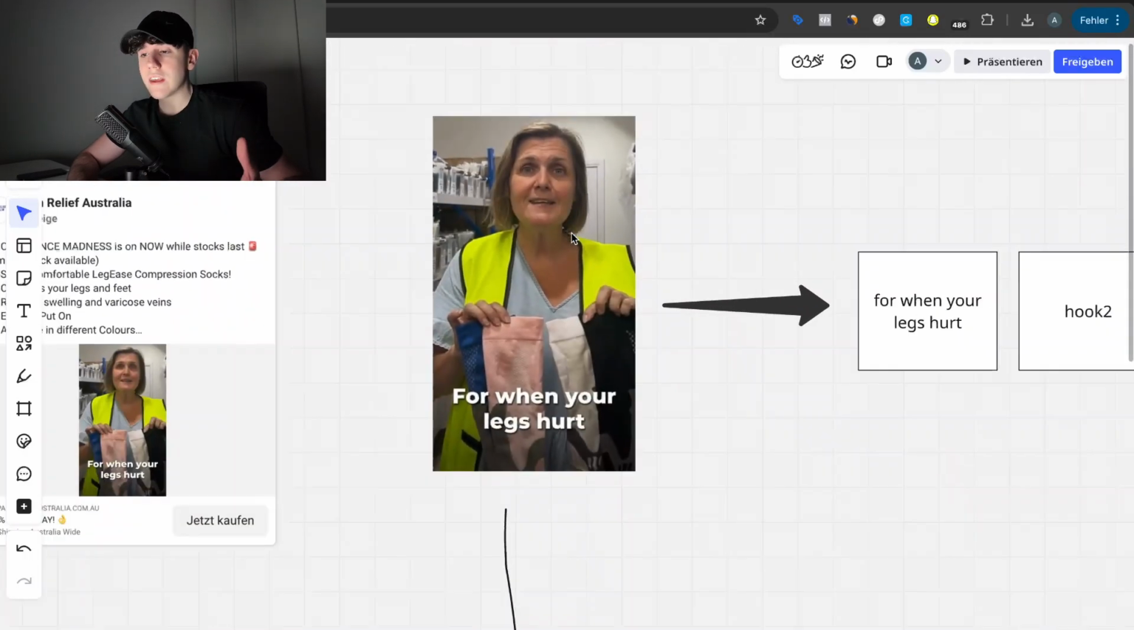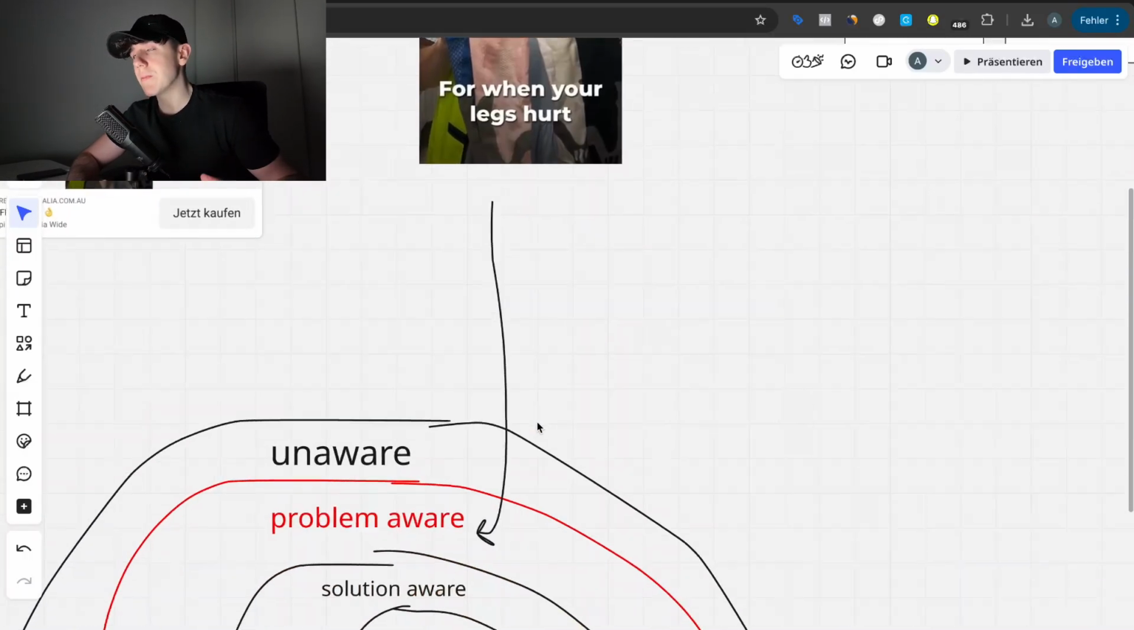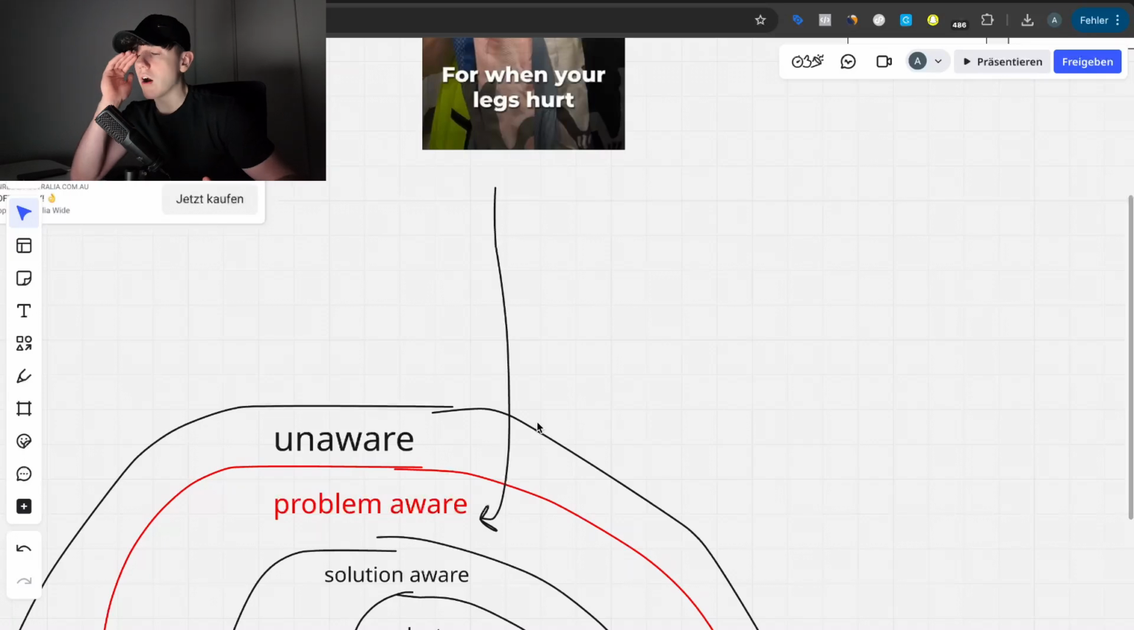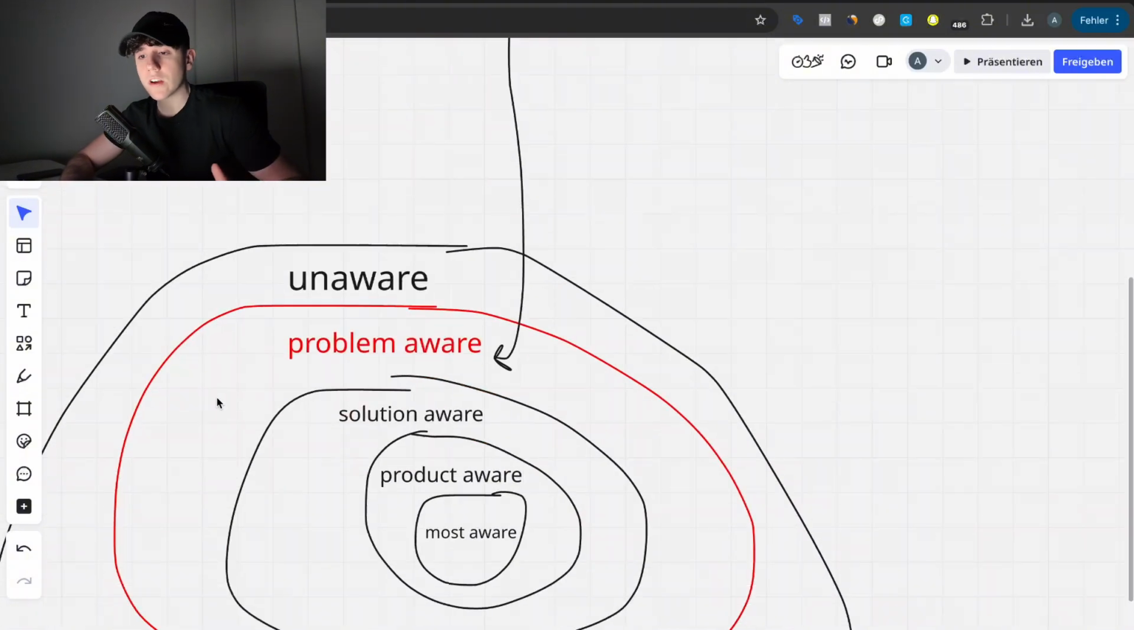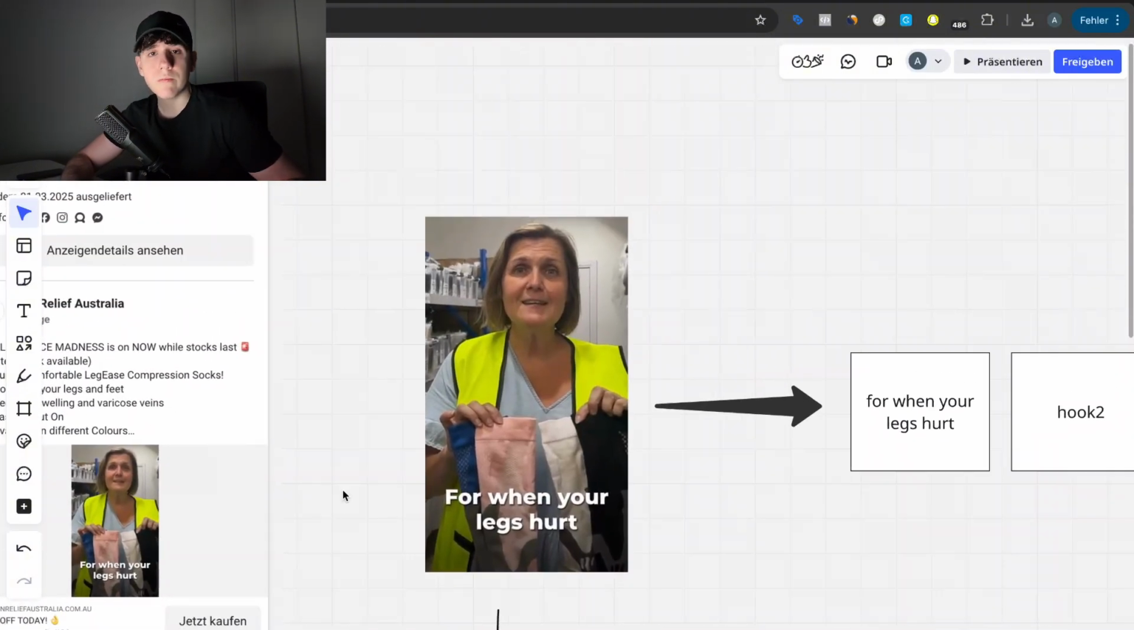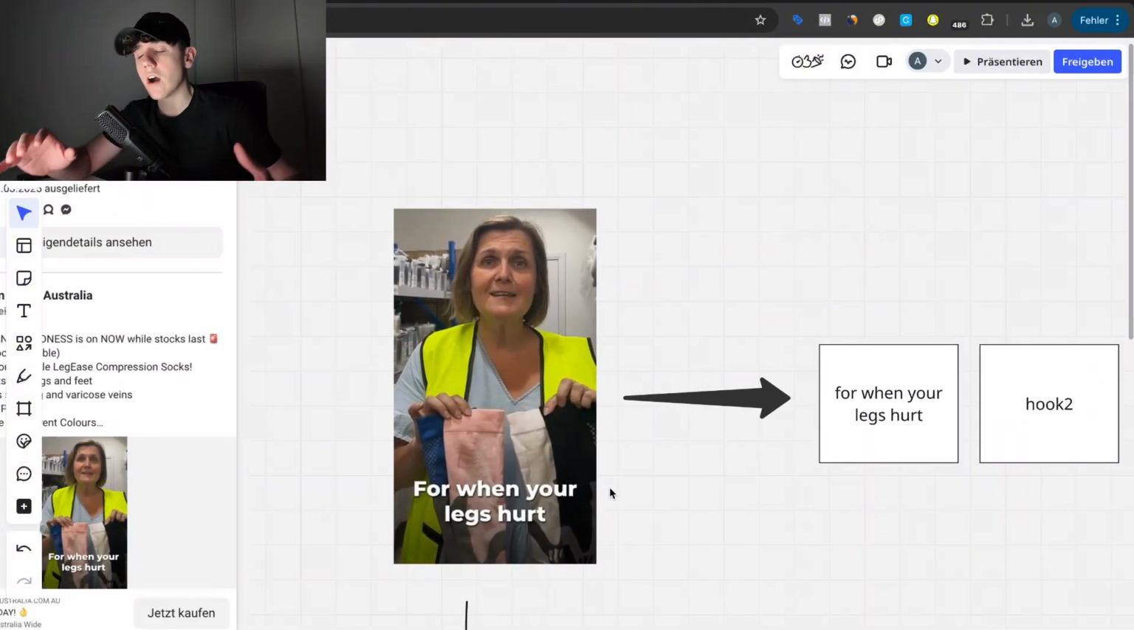Why? Because look at the text here, "For when your legs hurt." Okay, obviously no one that's super unaware is going to resonate with this, but at the same time, everyone who has leg pain is going to resonate with this. They're going to see this and think, okay, cool, this is a pretty aggressive call out, pretty big claim. Super interesting picture. I don't really know what's going on.